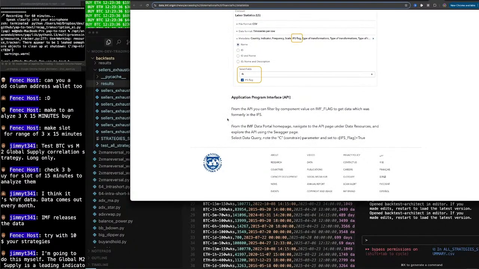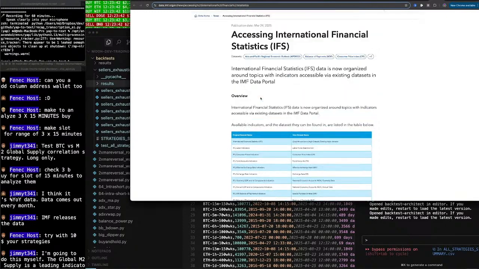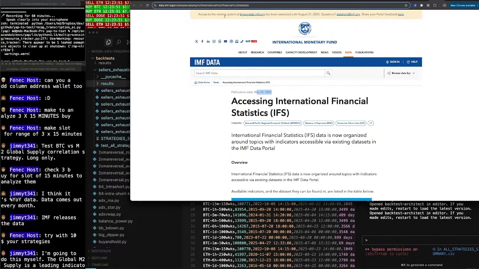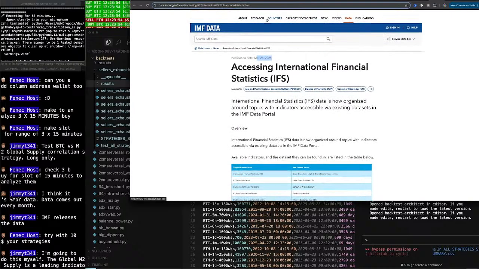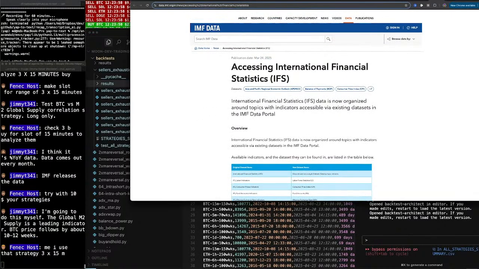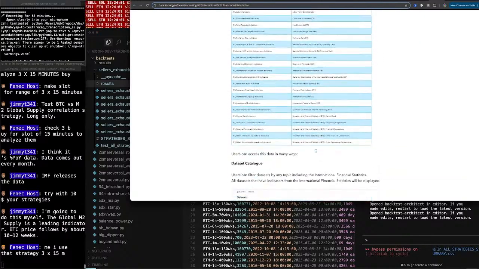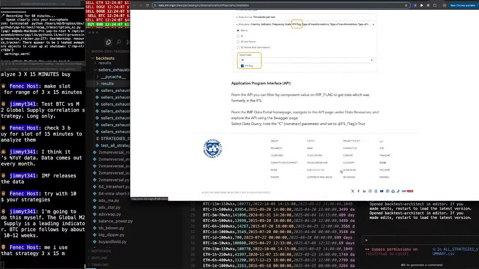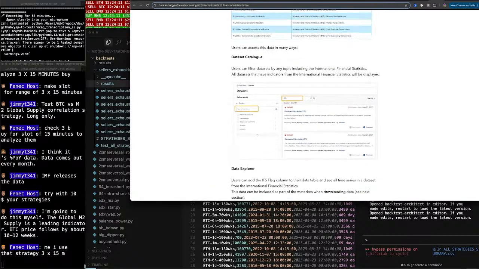How do you get it though? From the API, you can filter by component. Let me get this API. I don't want the dashboard. March 24th, International Monetary Fund. Anybody know how to do this? Overview, catalog, dataset catalog, data explorer. Log in maybe?